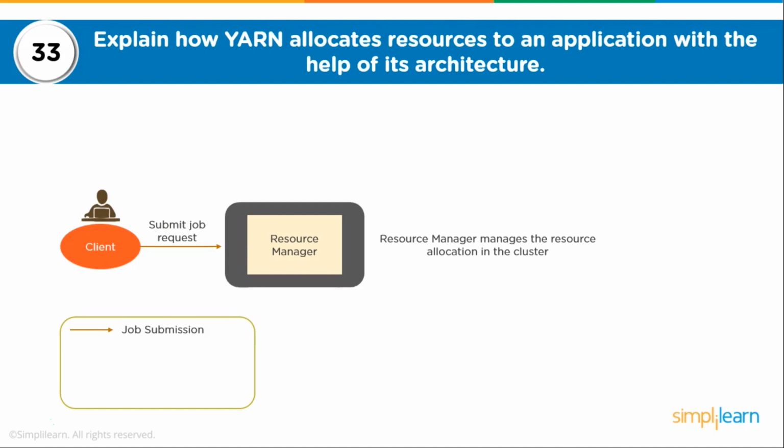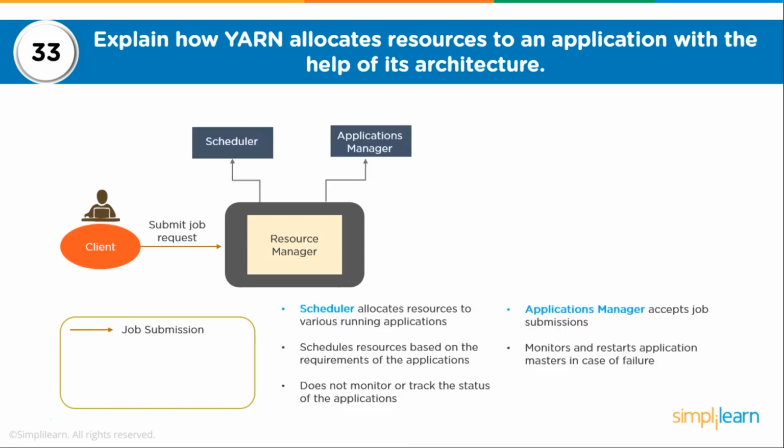Now, how does YARN allocate resources to an application with the help of its architecture? You have a client or an application or an API which talks to the resource manager. The resource manager is, as I mentioned, managing the resource allocation in the cluster. The resource manager has two internal components: one is your scheduler and one is your applications manager. The resource manager, being the master, is tracking the resources and negotiating the resources with the slaves. It is not actually the resource manager doing it, but these internal components.